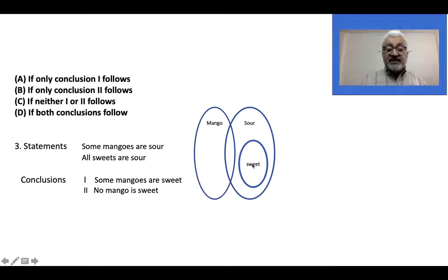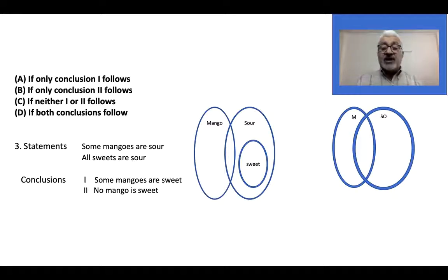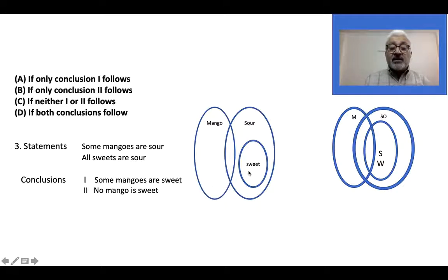Therefore, can we extend this up to sweet? Maybe like this, mangoes and sour are interconnecting, and sweet is also there, but mangoes is also intersecting sweet. Sweet is supposed to be inside sour. In this diagram also, sweet is inside sour, but mango is overlapping with sweet. So here in our second diagram, some mangoes are sweet is correct, but in this one, some mangoes are sweet is not correct.